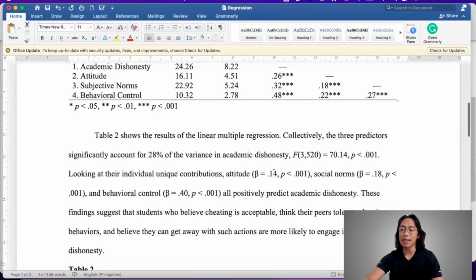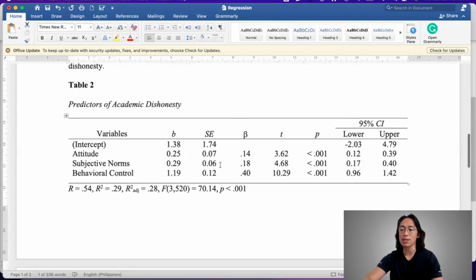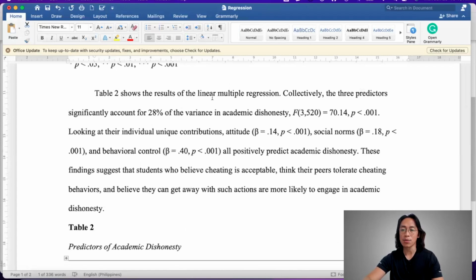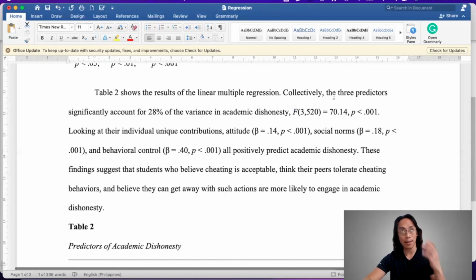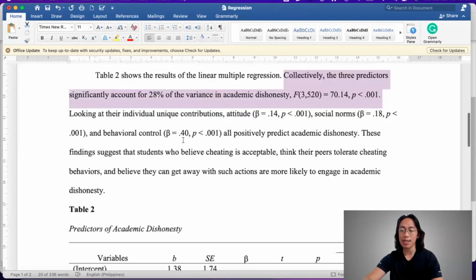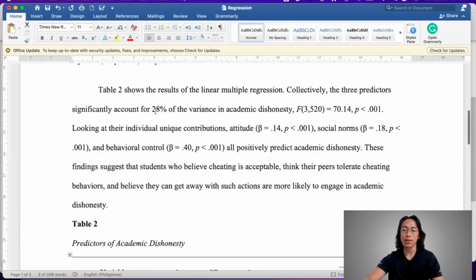Okay, and then let's now go to the report for our table 2, which is the linear multiple regression results. I said here, table 2 shows the results of the linear multiple regression. I'm first reporting the model summary. Collectively, the three predictors significantly account for 28% of the variance in academic dishonesty. I said here, significantly account for. Where did I get the 28%? I got that from the adjusted R squared. So 0.28, you convert that into a percentage, then you get 28%.